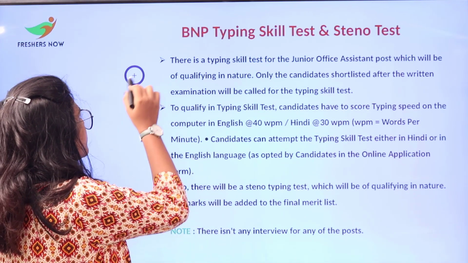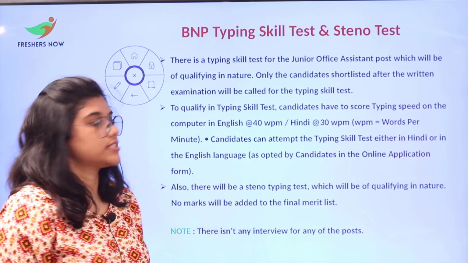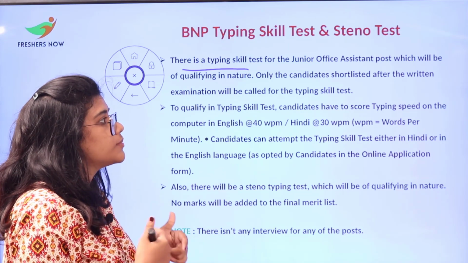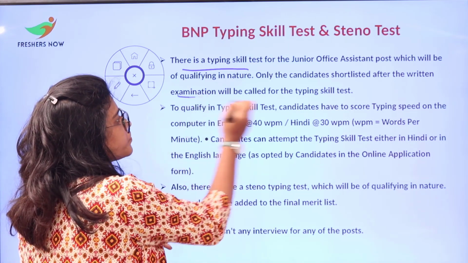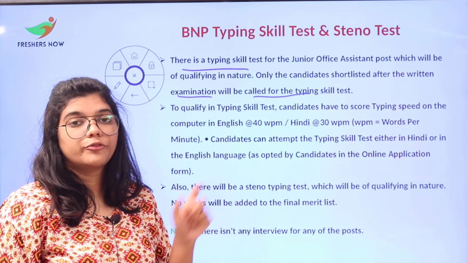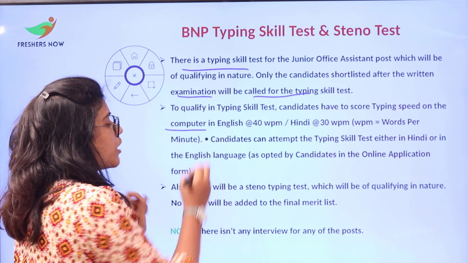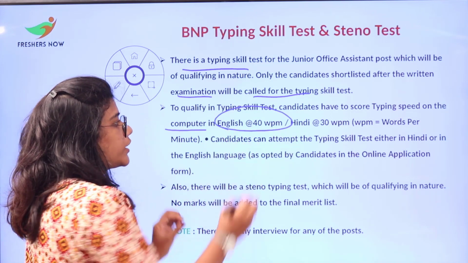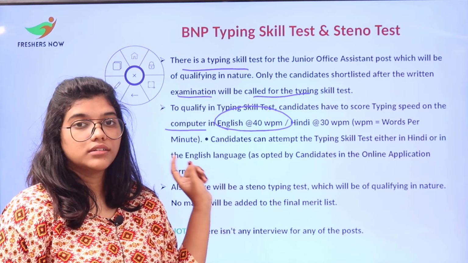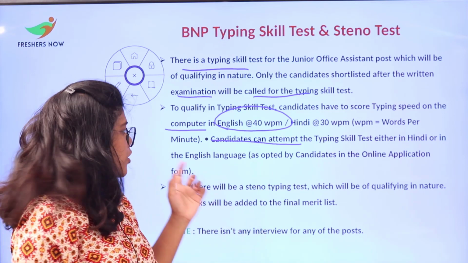The next section of the examination is the typing skill test and the stenography test. There is a typing skill test for the junior office assistant post, and the candidates will be shortlisted after the written examination for the typing skill test. So only if you get qualified in the written examination, you will be selected for the typing skill test. This typing skill test will be based on computer, where you have to type 40 words per minute in English or 30 words per minute in Hindi, depending on the language that you choose. The candidates can attempt this typing skill test either in Hindi or in English.